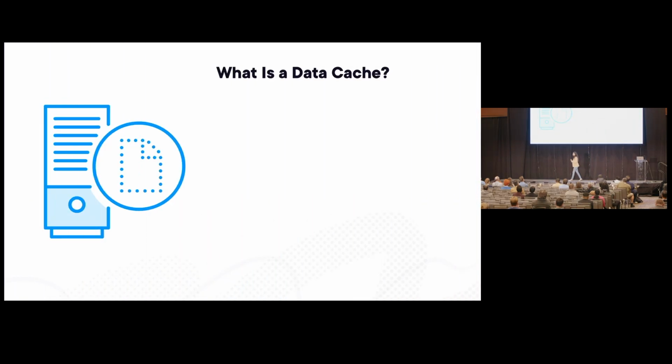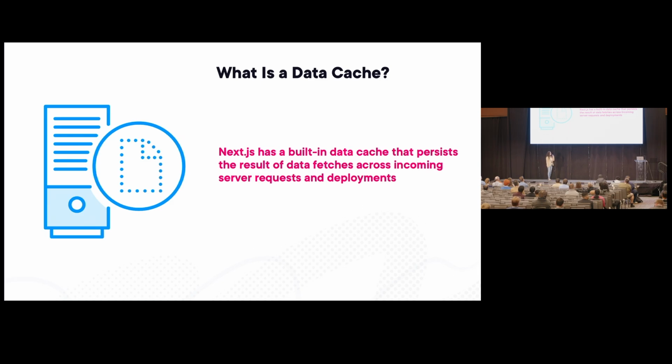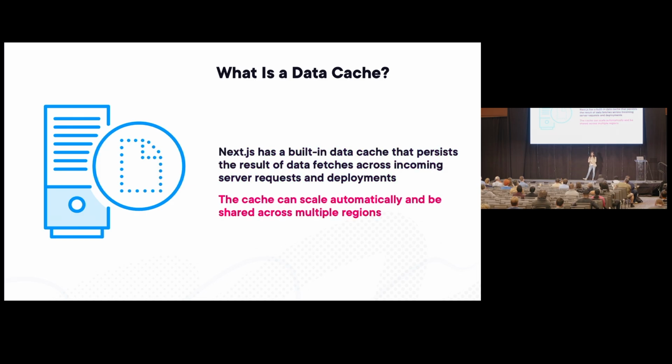Now, what is this Next.js data cache? It has a built-in cache, and this data cache for Next.js stays on the server, and it's going to persist all the results on this data cache. It will scale automatically, and it will be shared across multiple regions. Now, this data cache is unique to Next.js, and the other frameworks, if you choose to use them, would have their own mechanisms for caching React server components.